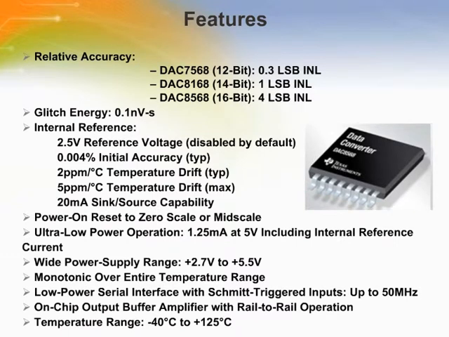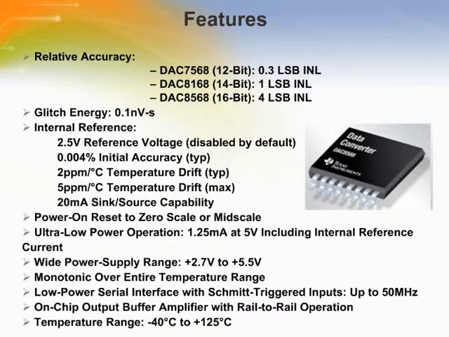The 16-bit DAC 8568, 14-bit DAC 8168, and 12-bit DAC 7568 digital-to-analog converters from Texas Instruments target data acquisition systems, industrial process control, and portable instrumentation. Their internal references provide temperature drift performance of 2 parts per million per degree C typical, up to 5 parts per million per degree C maximum across the entire operating range, for twice the accuracy of competitive devices.